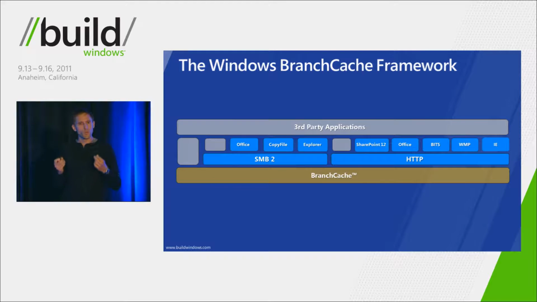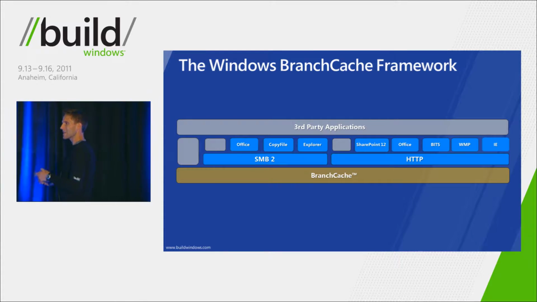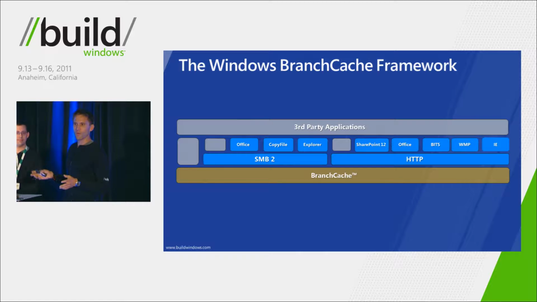What we do is we expose a set of APIs that can be used to hook protocols so that they can take advantage of a multi-machine cache in an office. And so what we did is we used our own platform to go and hook the implementations of HTTP and SMB in Windows, and any apps that use those protocols for communication between BranchCache-enabled clients and servers, those apps just get faster. They don't even need to be aware of what's going on underneath.